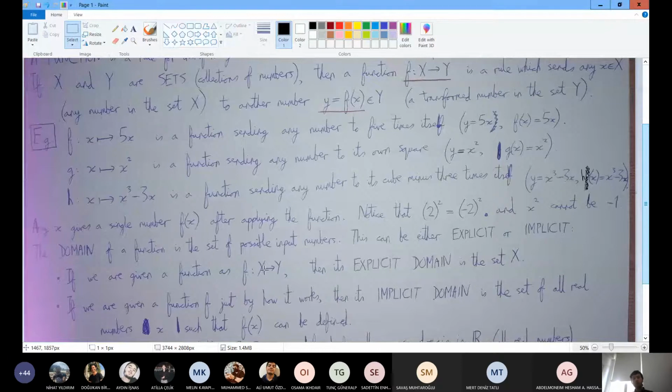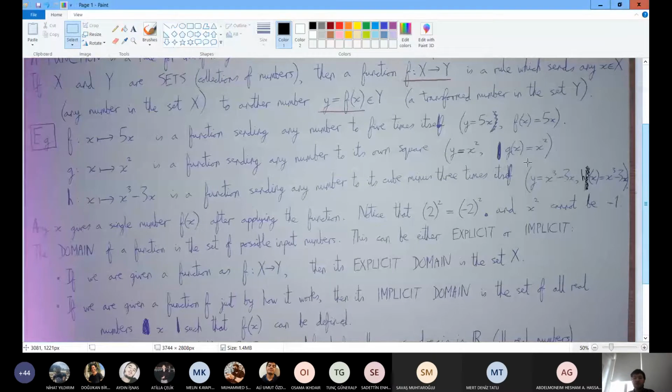But not given the sets, at least in this course, you would normally be given a function just by how it works, like the function 5x or x squared or x cubed minus 3x, just by the nature of the rule. It's the rule that sends any number to 5 times itself. That's the number 5x. This is defined without bothering to specify sets. And the same with these others. Each definition here is saying what the function does, how the rule works, but it didn't bother to say which sets it is going between.